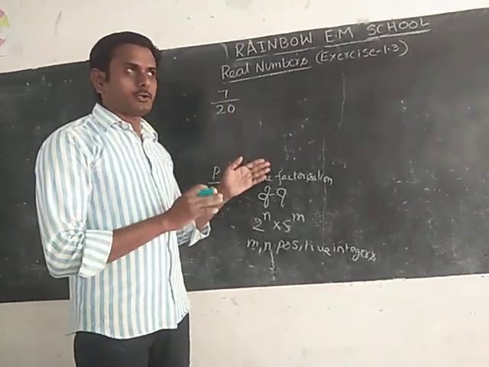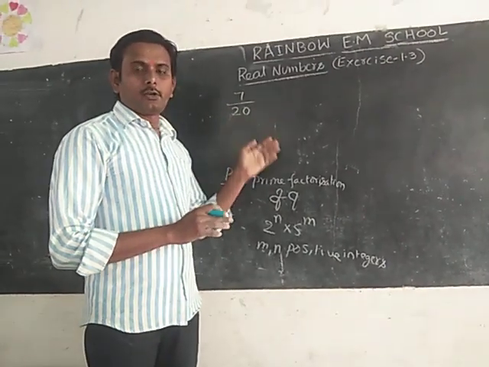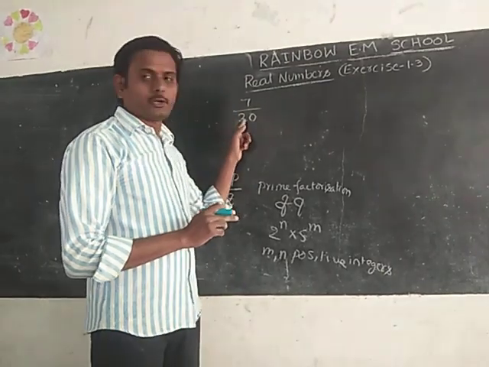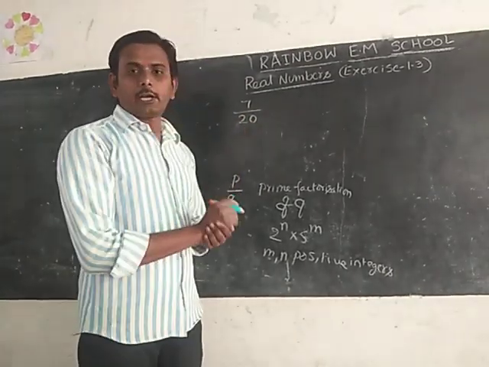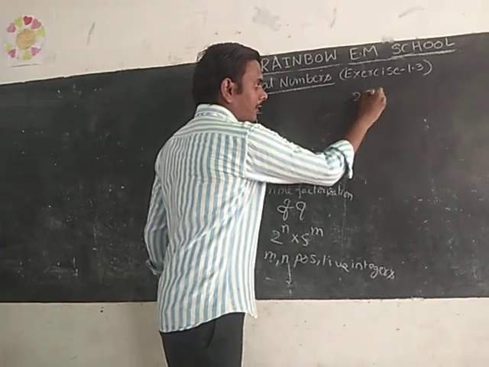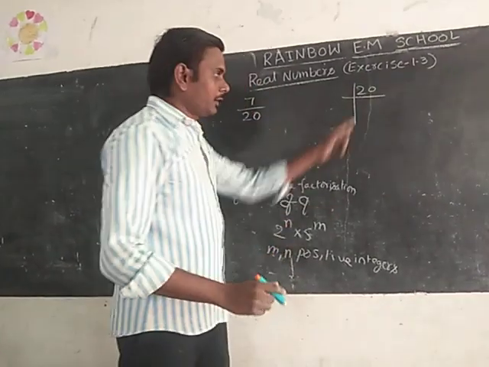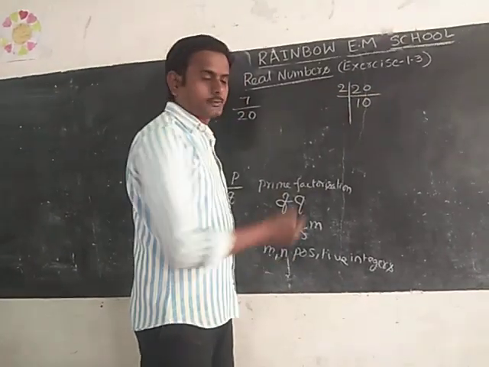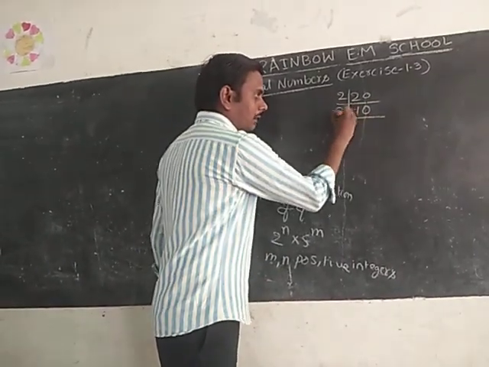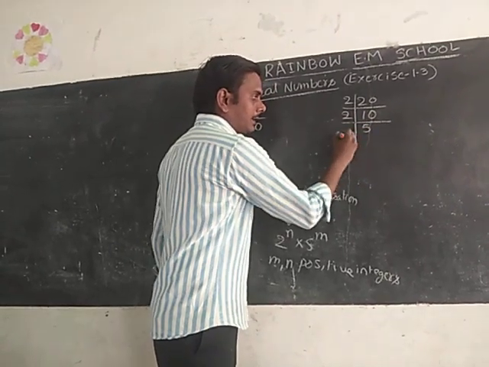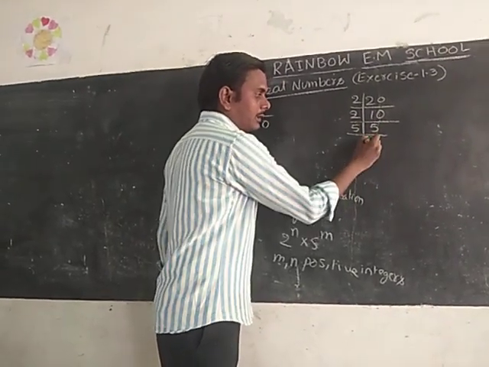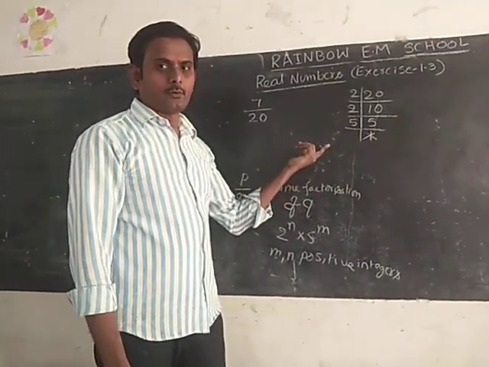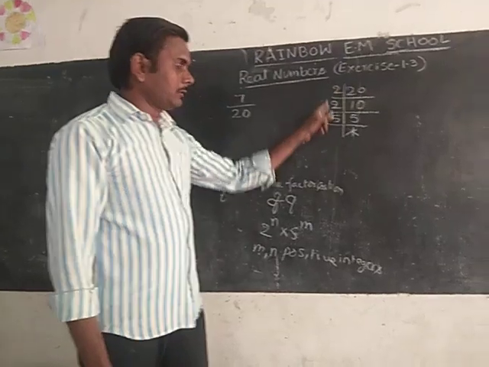Whenever you want to know terminating or non-terminating, first identify the denominator. What is the denominator here? 20. For this 20, take factorization. You have to use prime numbers to factor. 20 divided by 2: 2 10s are 20. Next, again with 2: 2 5s are 10. Next 5 1s are 5. 1 is not a prime number, because it has only one divisor. So only these three numbers we have.